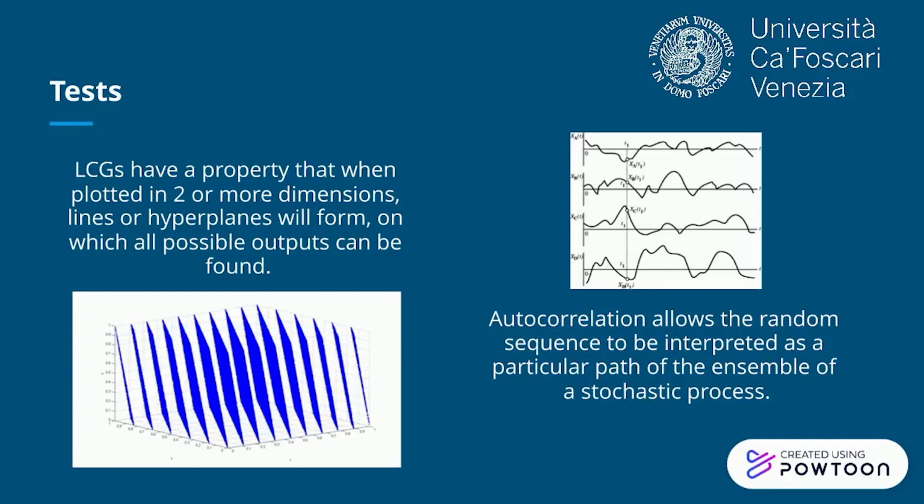Autocorrelation allows the random sequence to be interpreted as a particular path of the ensemble of a stochastic process. Given this interpretation, time series analysis is available. No autocorrelation is what a good random number generator should aim for.